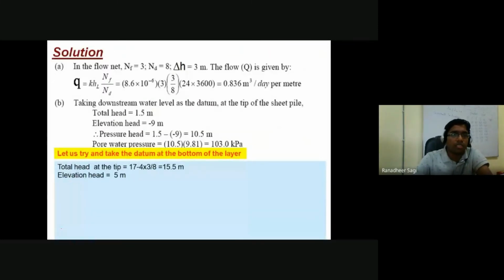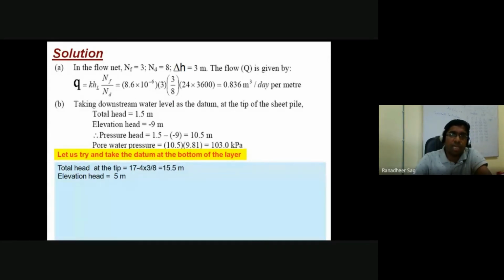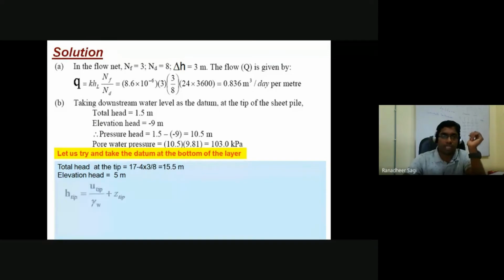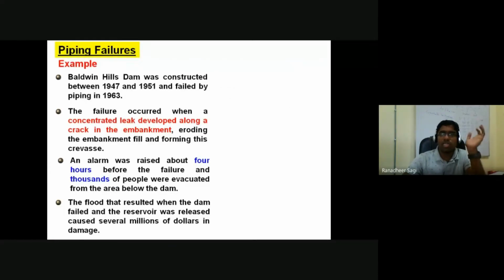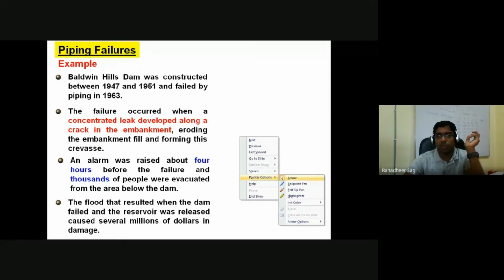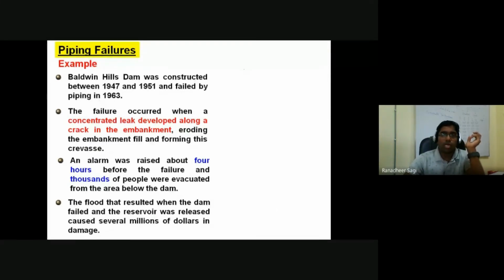Okay, so the solution is what is given here. As I told you, it doesn't matter where you choose your reference datum. Irrespective of wherever you choose your reference datum, you are going to get the same amount of pore water pressure. The problem is solved here by considering two different positions where the datum is considered. In both cases, you'll get the same solution. Next, moving on to what is called a piping failure. What does a piping failure basically mean? Let us try to understand.